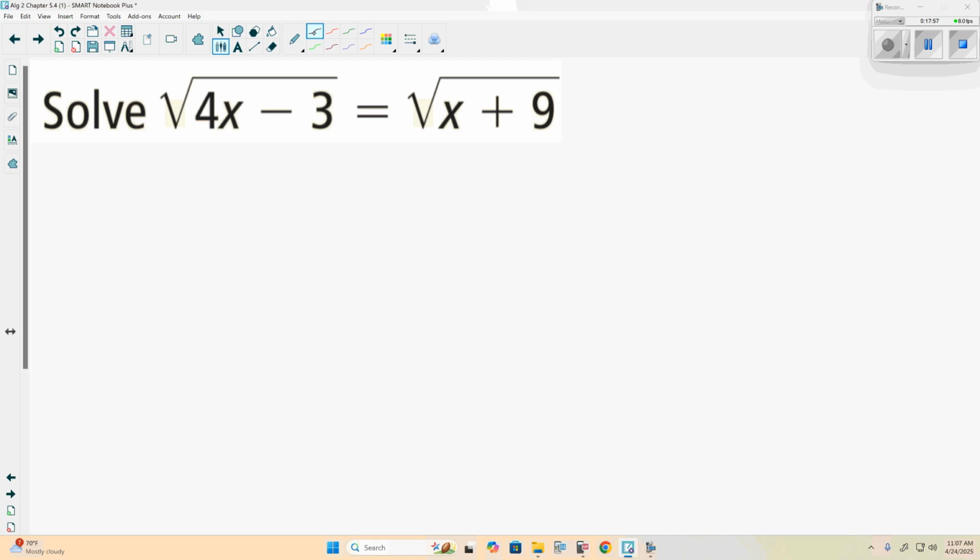Well, we have more than one radical again, so we need to even them out. They're already evened out. Square them both, because here the square root and square would cancel, telling us 4x minus 3 is equal to x plus 9.